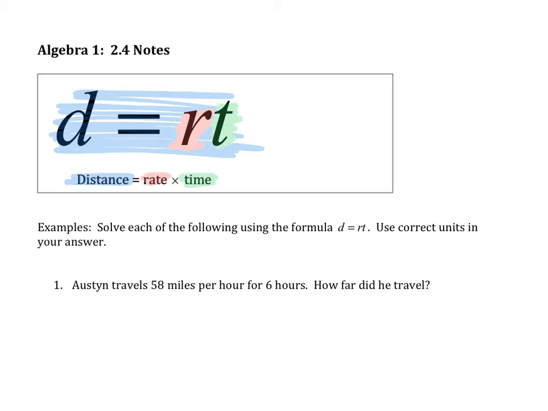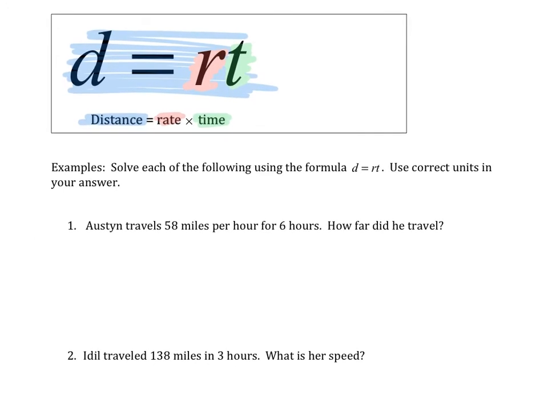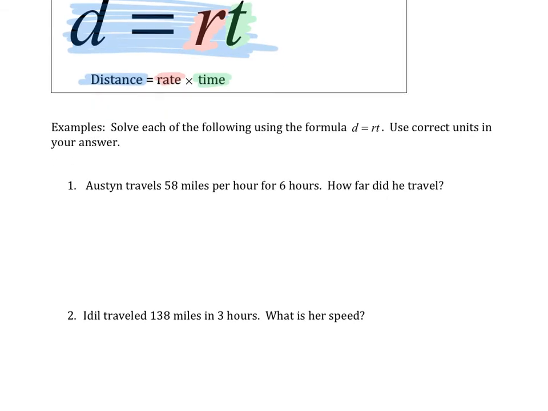So what you are asked to do in these problems is to set up your equation, distance equals rate times time, with what you have, and replace what you don't have with one of the variables, either D, R, or T, and then solve for that variable. So watch how it looks.